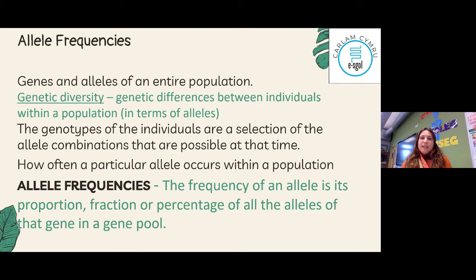How often a particular allele occurs within a population is called the allele frequency. So how frequently we see the allele. So the frequency of an allele is its proportion, fraction, or percentage of all the alleles in that gene pool. How often do we see it? So what's the proportion compared to the whole gene pool? What's the fraction compared to the whole gene pool? Or what's the percentage compared to the whole gene pool?